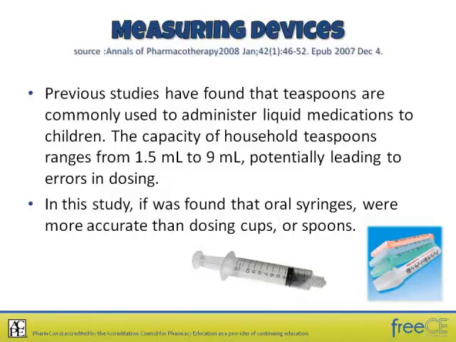In this study, it was found that oral syringes were more accurate than dosing cups or spoons. However, a large proportion of study participants were unable to measure an accurate dose with either device. We community pharmacists need to educate our caregivers on the selection and proper use of measuring devices so that we can improve accuracy for those medications that have to be administered at home.